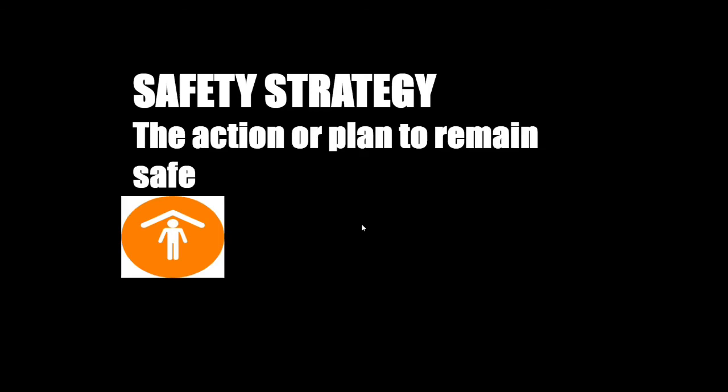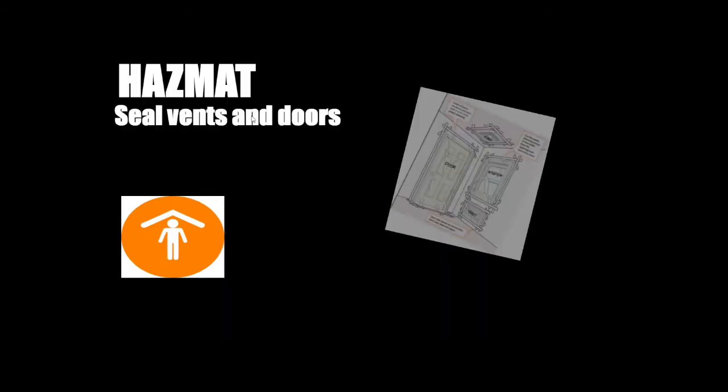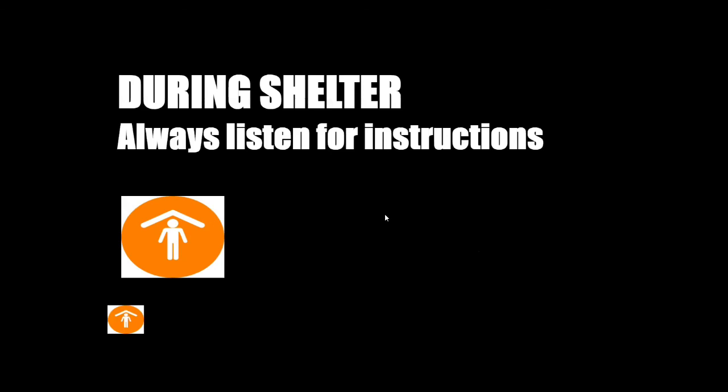For a shelter, this is for any kind of a safety strategy. So there'll be shelter, tornado. So we say the action or plan to remain safe. So tornado, move to your safe zones. Hazmat, sealed vents and doors. During the shelter, always listen for instructions and be prepared for the unexpected. It may turn into an evacuation. Teachers, again, if possible, take attendance.